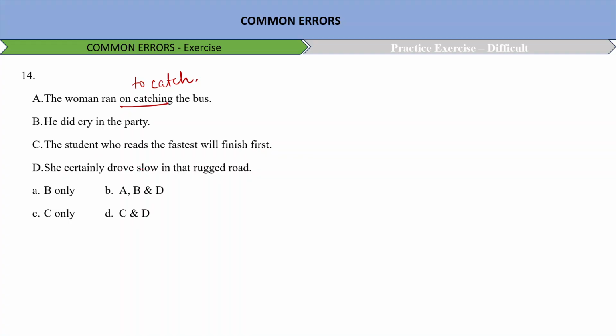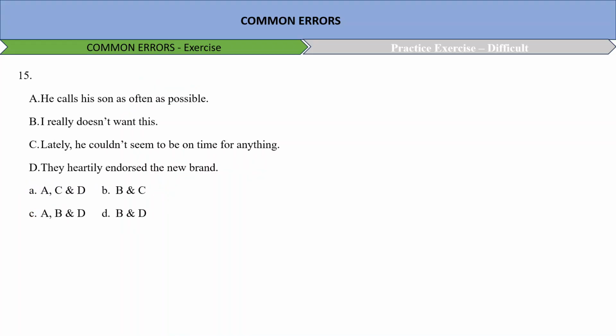Next sentence says she certainly drove slow in that rugged road. She drove slow on, not in, on, right? So I can see B and C are correct, A and D are inappropriate. So I will have to go with two options here, B also and C also. Next. He calls his son as often as possible.